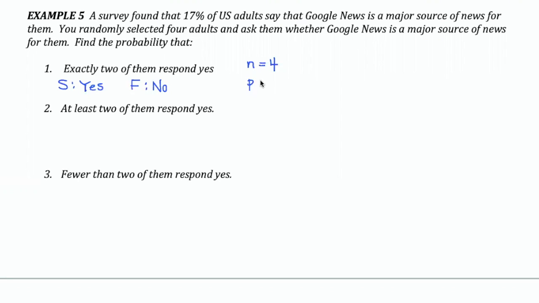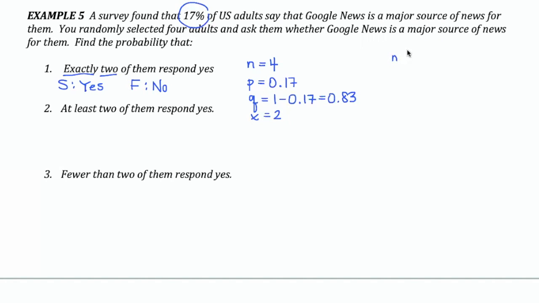The probability of success, if success is them saying yes, that probability is right here. It's 17%, which is 0.17. The probability of failure, I always do 1 minus that number. So that's going to give me 0.83. And my X value, the number of successes I want, is exactly 2.